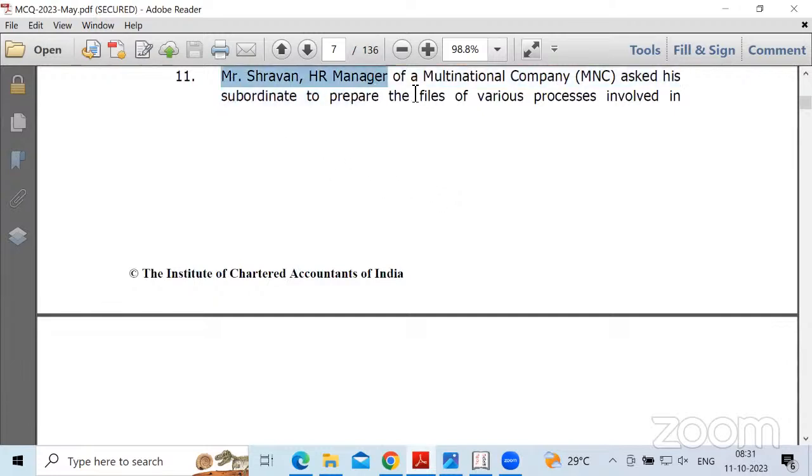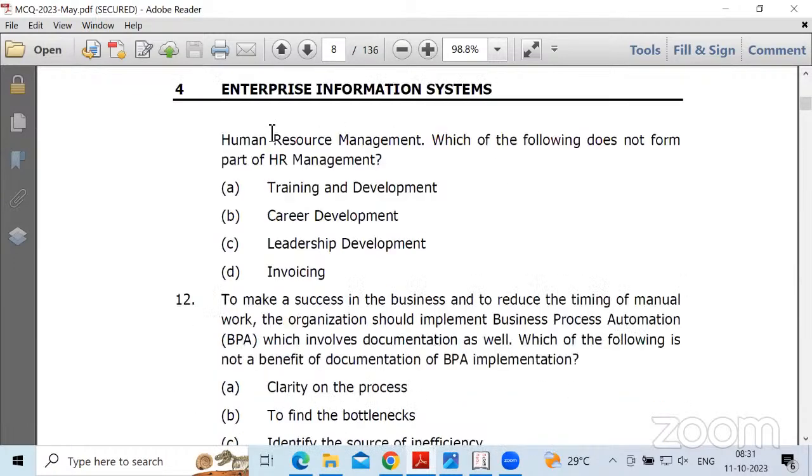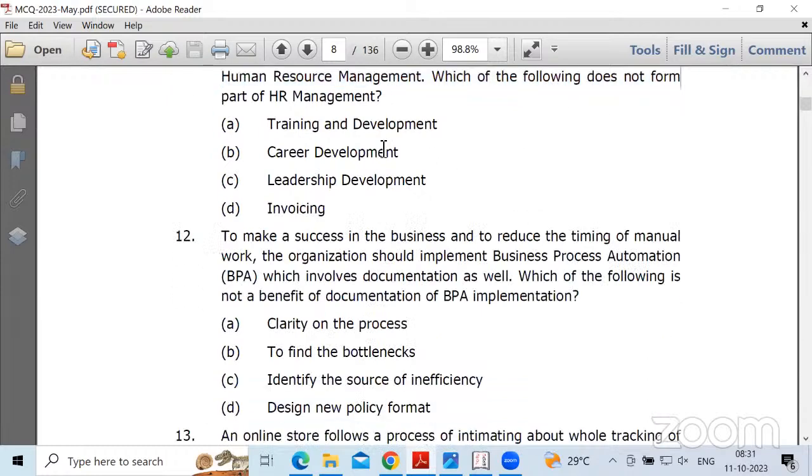11th one. Saran, an HR manager of a multinational company, asked his subordinate to prepare files of various processes involved in HR management. Which of the following does not form part of the HR management? Training and development, career development, leadership development, invoicing. So all the three are related to HR, whereas invoicing is not.